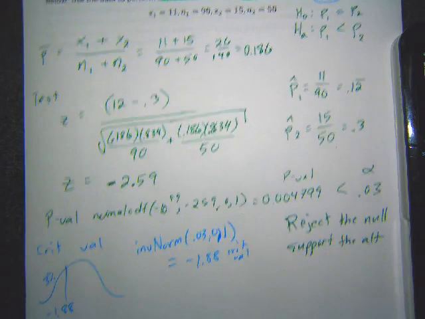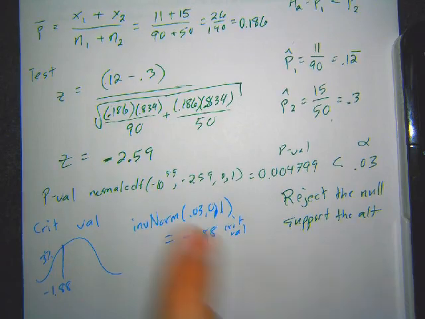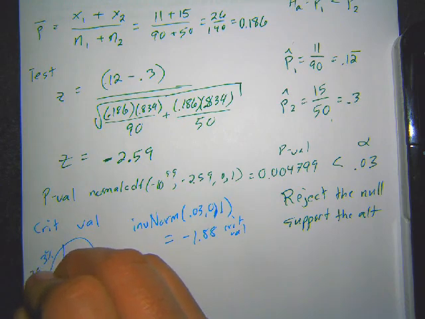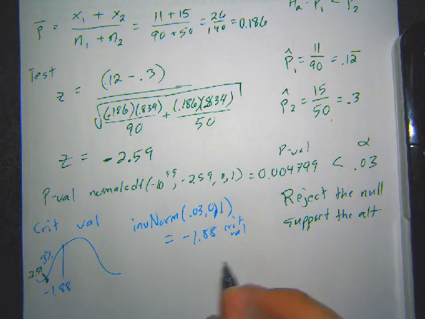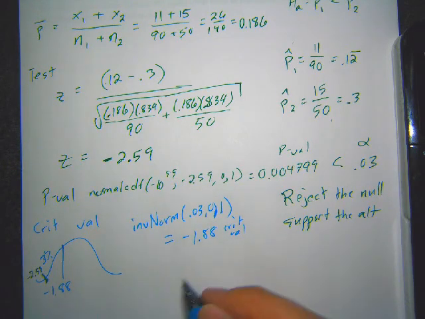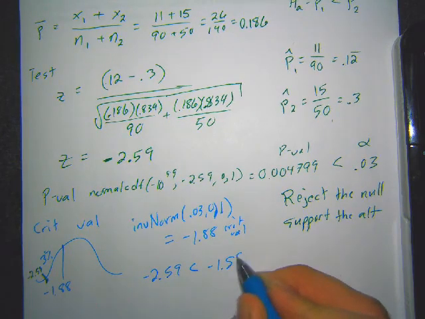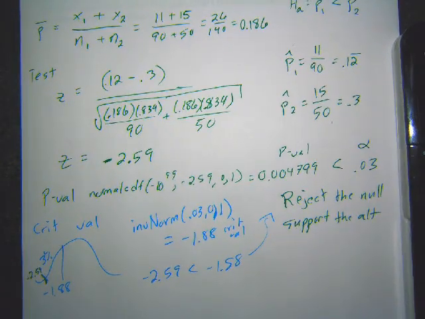And remember that you always check to see if your test statistic is more extreme. In this case, our test statistic would be negative 2.59, would be all the way down here. It's inside the rejection region. And so since that is less, we would reject. So either way you do it, you'd reject. So yeah, negative 2.59 is less than negative 1.88. So we also reject.